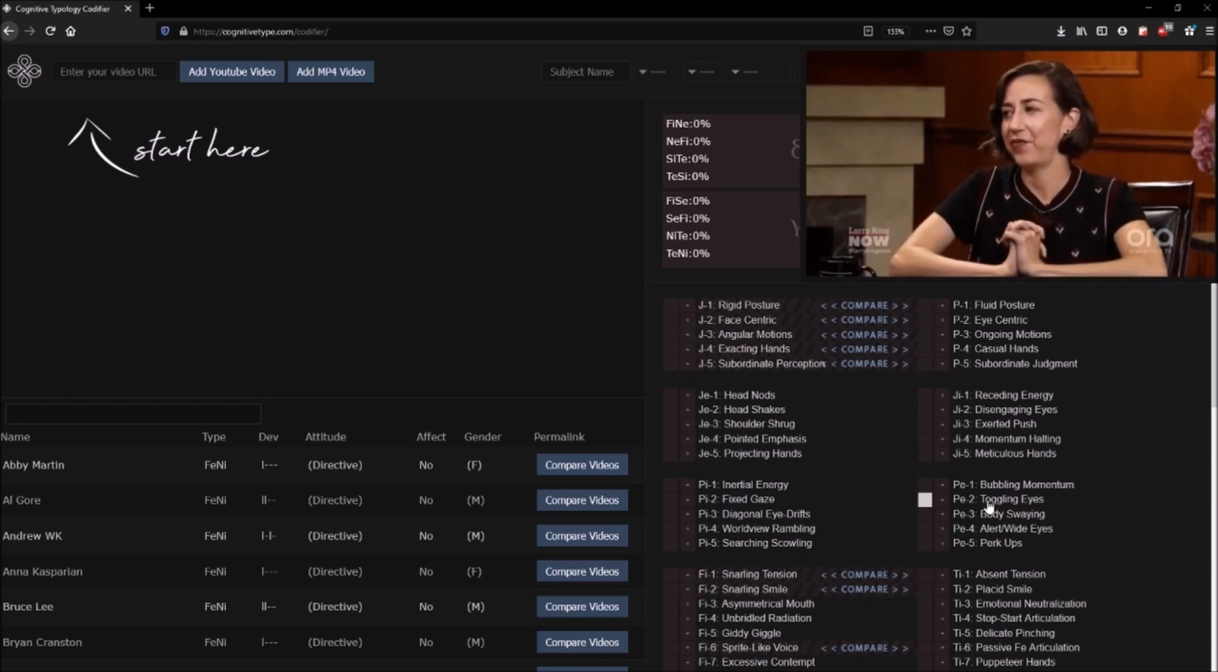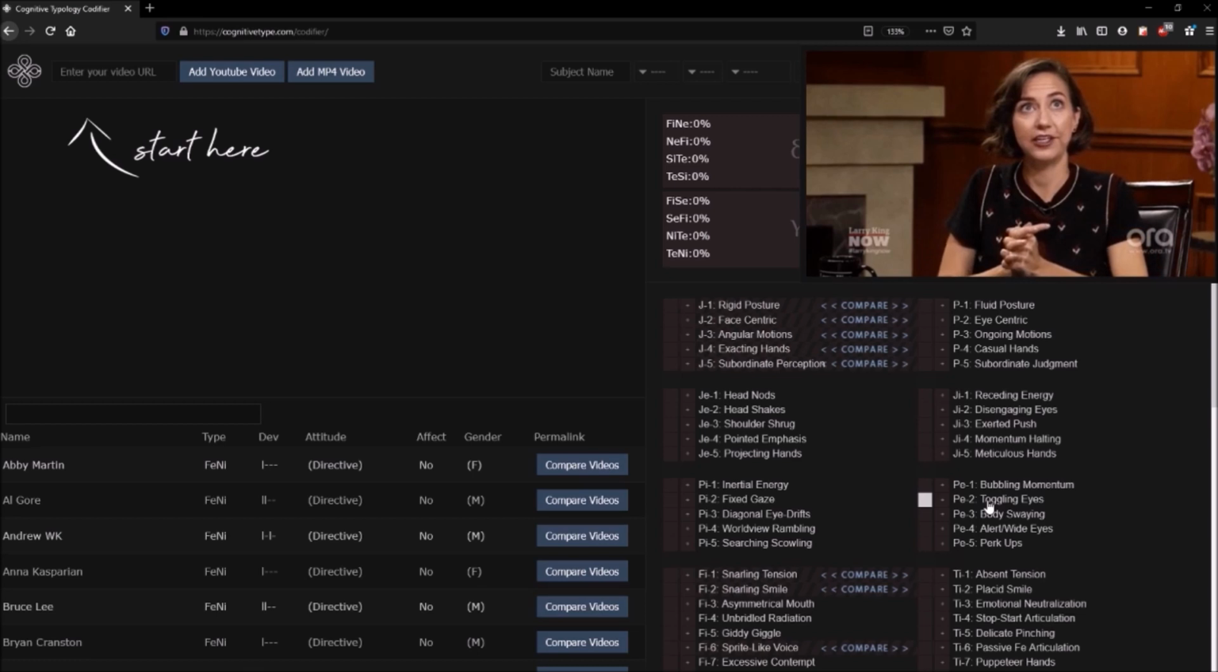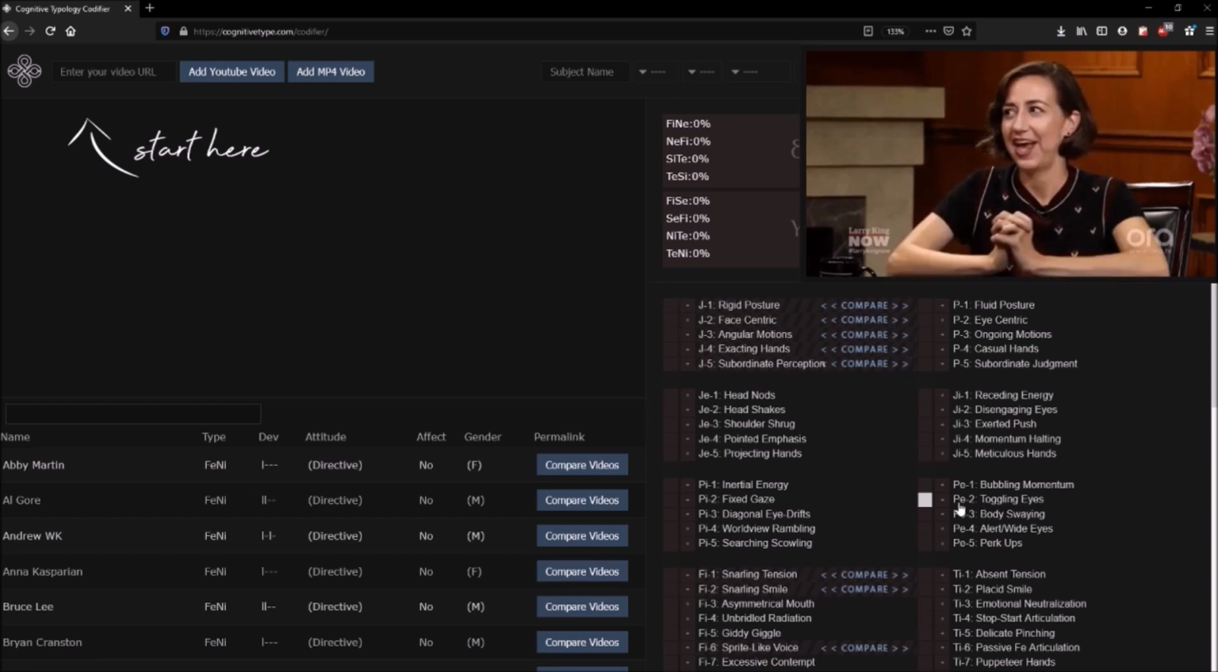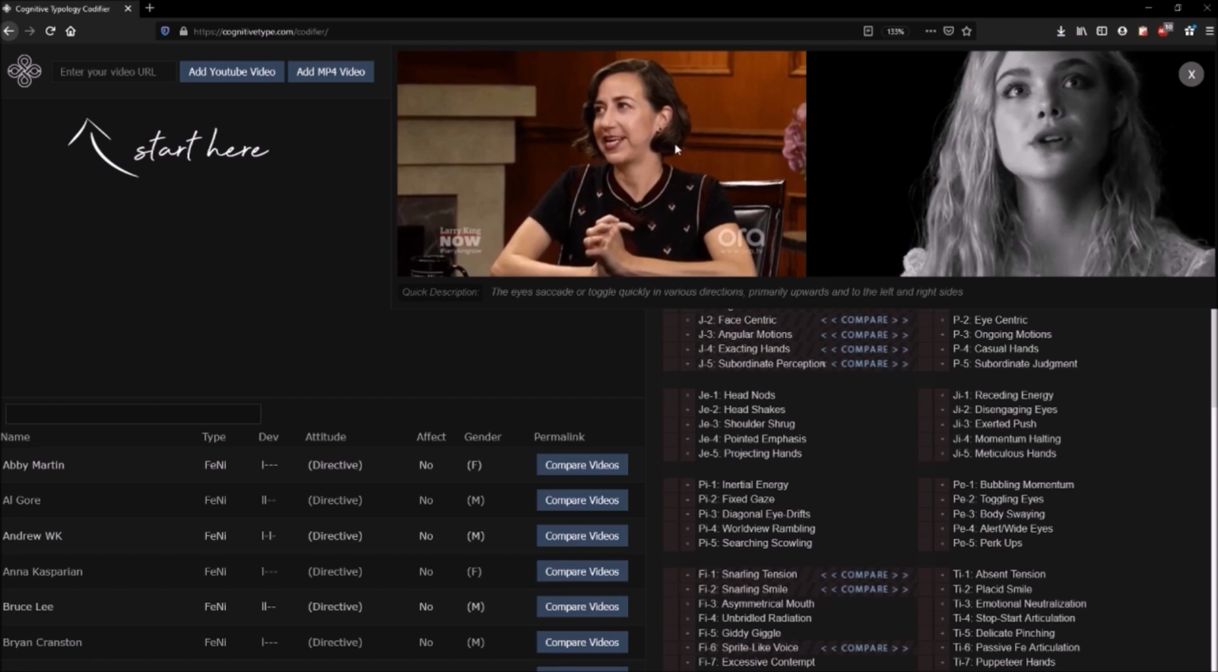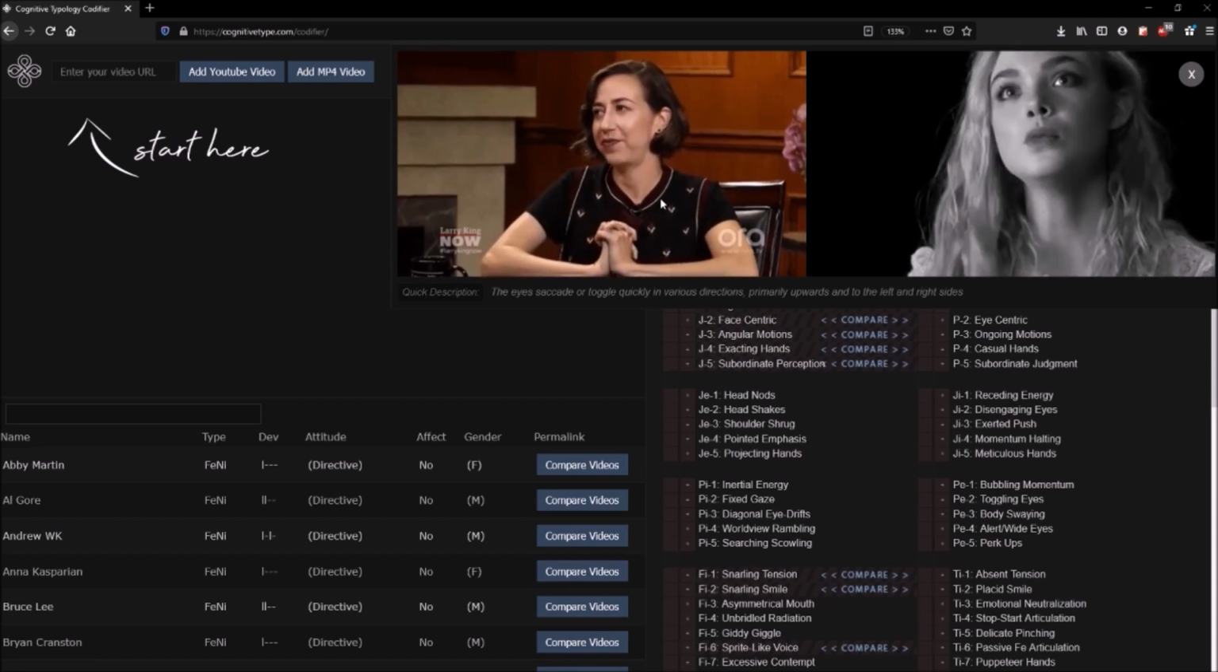And accompanied with the bubbling momentum, we usually see toggling eyes. So that's PE2. As you guys know, that's pretty straightforward. The eyes essentially move either up, down, left, right, in any direction essentially.